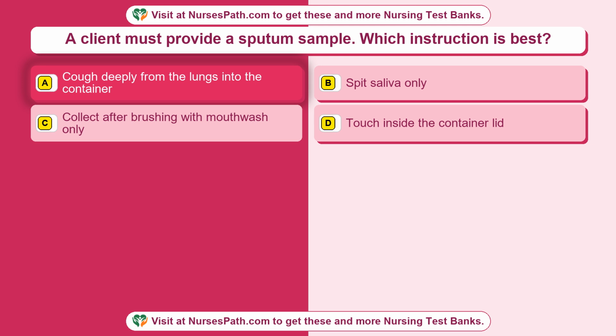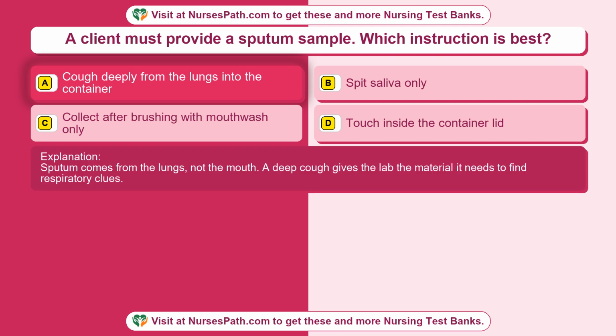The correct answer is option A. Cough deeply from the lungs into the container. Sputum comes from the lungs, not the mouth. A deep cough gives the lab the material it needs to find respiratory clues.